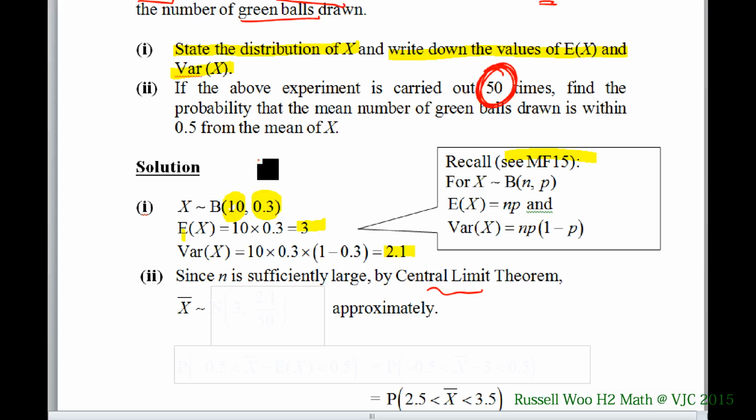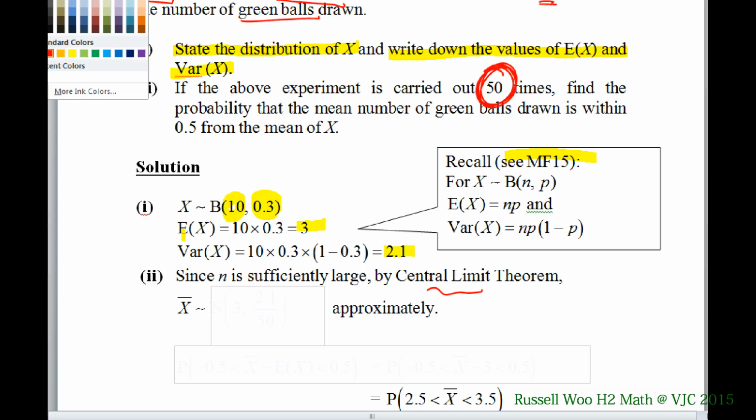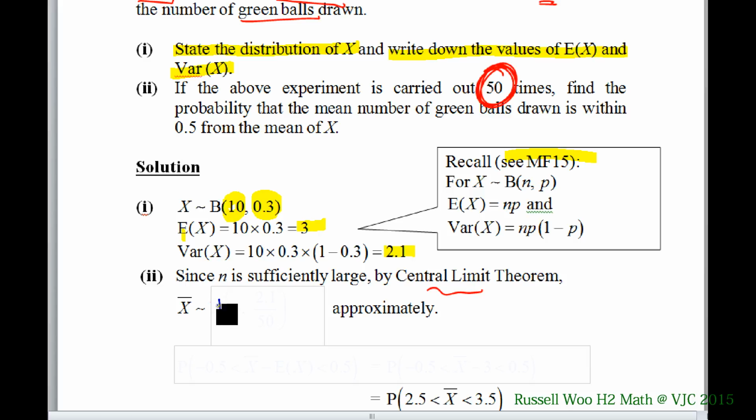So, X bar follows a normal distribution by central limit theorem with the same mean, which is 3. Variance is 2.1 divided by, approximately.